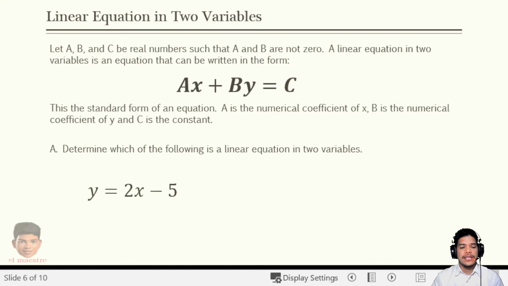So next, we have y is equal to 2x minus 5. Is this a linear equation?